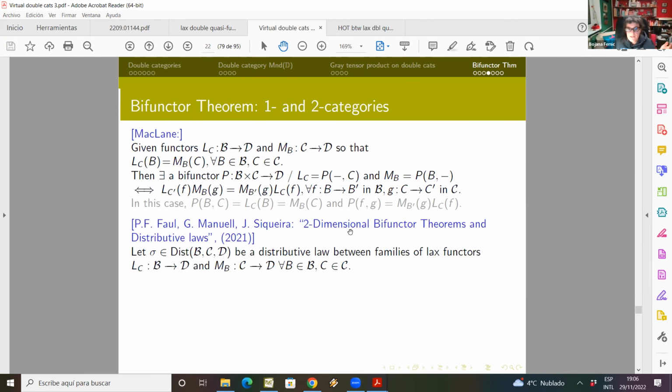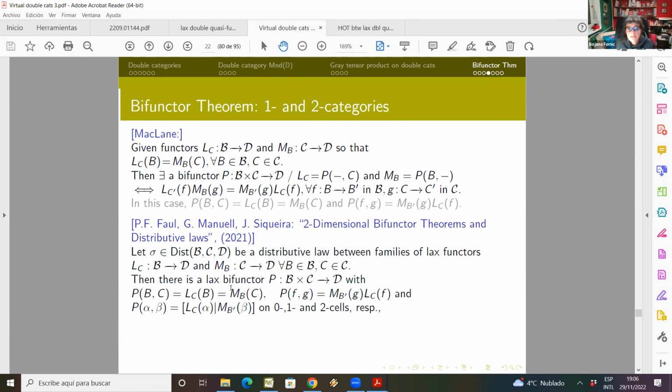So as said, this is the paper. In this paper, they leave this to two categories. And so in their terminology, it goes like this. Let sigma be a distributive law between families of Lax functors. So these are Lax functors among two categories. I'm not saying what a distributive law is, but actually this is nothing but the quasi-functor in the sense of Gray.